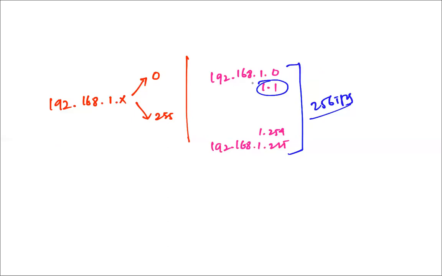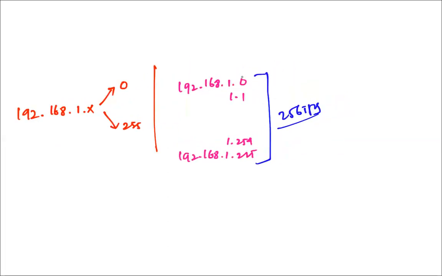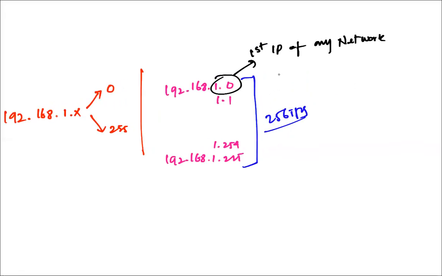The reason is you cannot use 1.0, because 1.0 comes under a reserved category of IP address. By 1.0, I mean the first IP address. The first IP of any network, understand this, is very important in networking. The first IP address of any network is reserved, and we're going to call that IP address the network address.